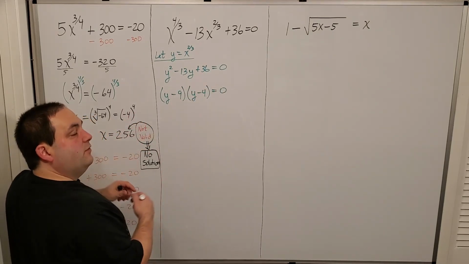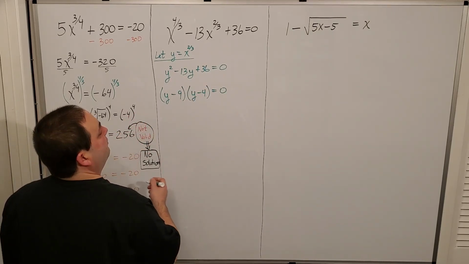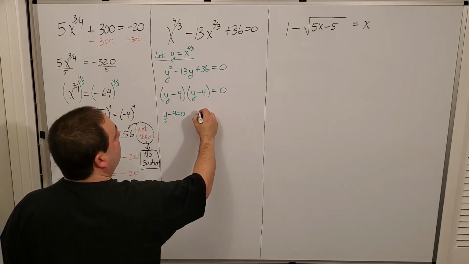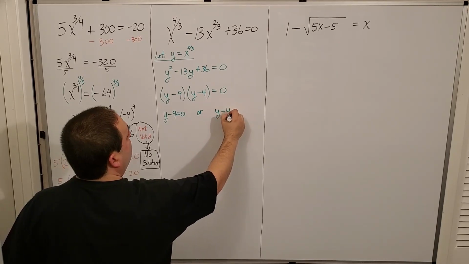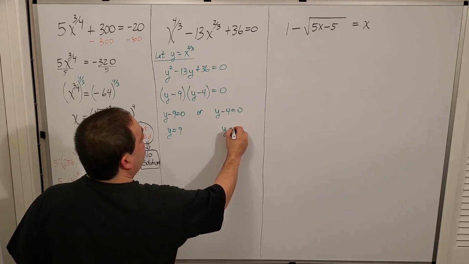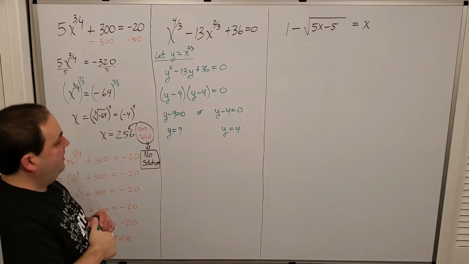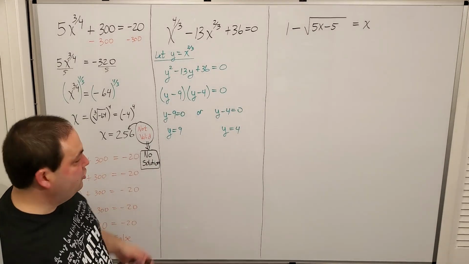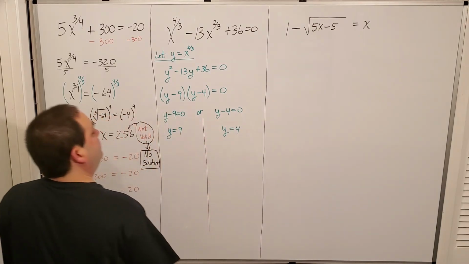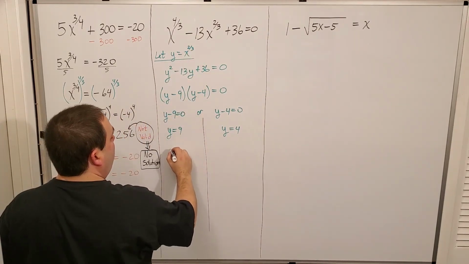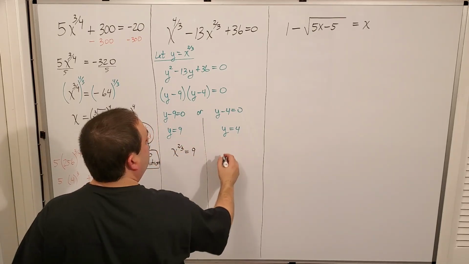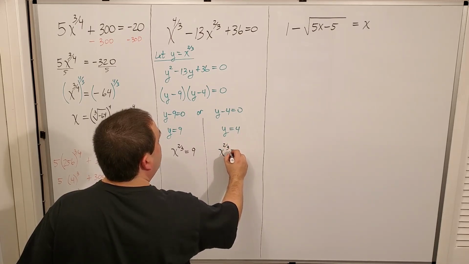I'll do this one slightly different than the last time, just to show you that there is some variety in here. I can split it right here instead of waiting. And I'm going to get that y is equal to 9 or y is equal to 4. At this point, I will switch back to the x world. I'll go ahead and divide this up though. I'm getting x to the 2/3 is equal to 9, or x to the 2/3 is equal to 4.